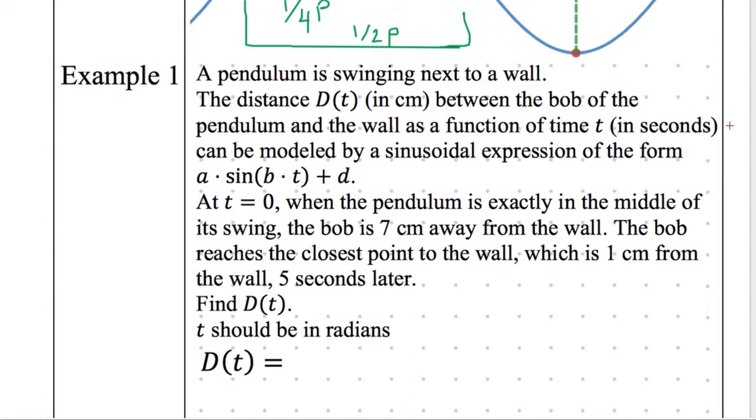A pendulum is swinging next to a wall. The distance d(t) in centimeters between the bob of the pendulum and the wall is a function of time t in seconds. It can be modeled by a sinusoidal expression of the form a times sine of (b times t plus d). At t equals 0, when the pendulum is exactly in the middle of its swing, the bob is 7 centimeters away from the wall. The bob reaches the closest point to the wall, which is 1 centimeter from the wall, 5 seconds later. Find d(t). T should be in radians.